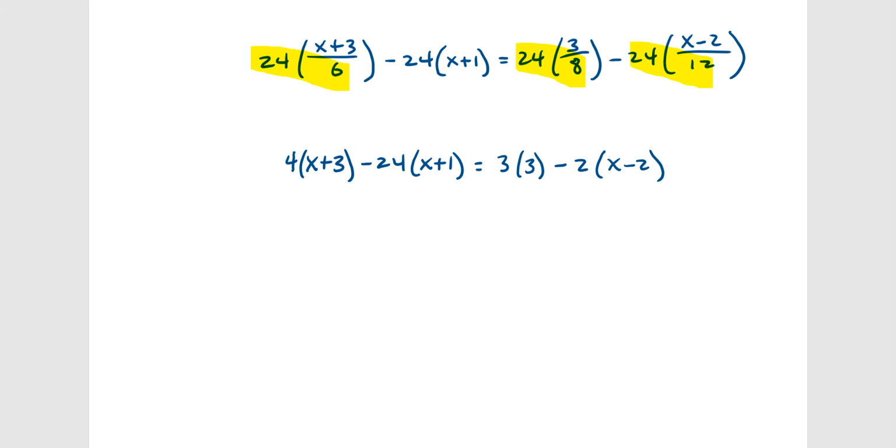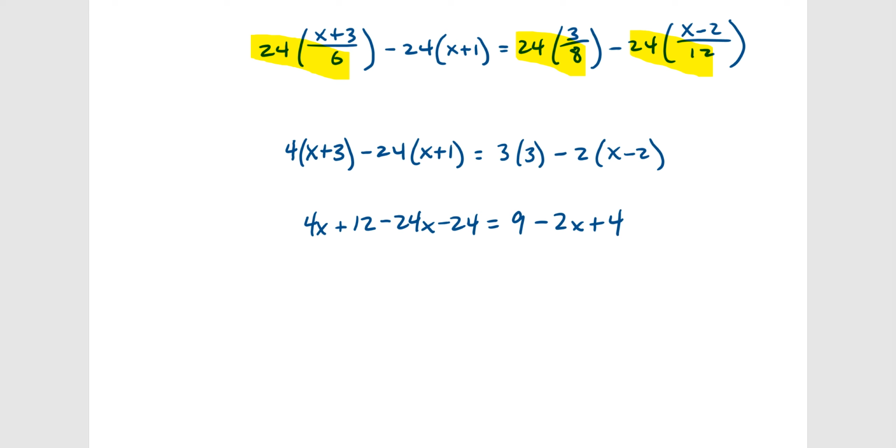So distribute the 4 and negative 24 on the left. We get 4x + 12 - 24x - 24. On the right, we get 3 times 3 is 9. Distribute the negative 2: -2x + 4. And we're going to simplify each side separately, combine like terms. So you get 4x - 24x, that's negative 20x. So negative 20x, and then 12 minus 24 is negative 12. And on the right-hand side of the equation, 9 plus 4, we get 13 - 2x.